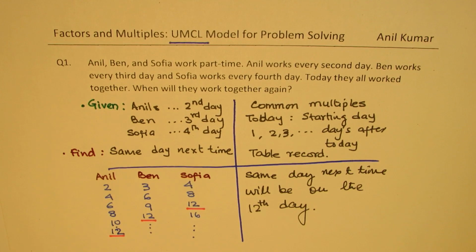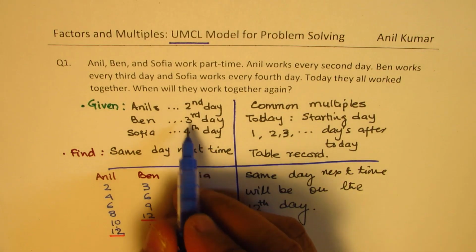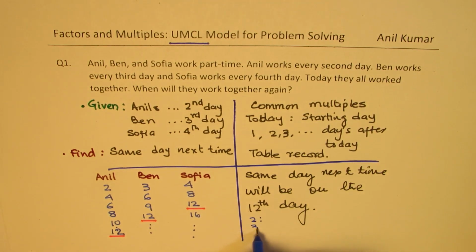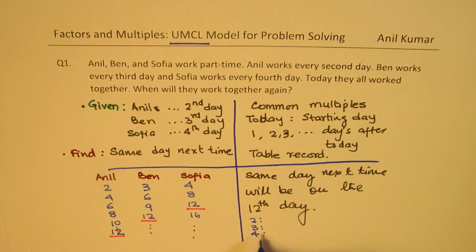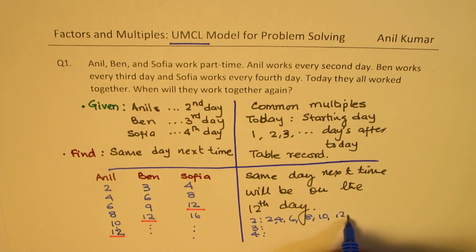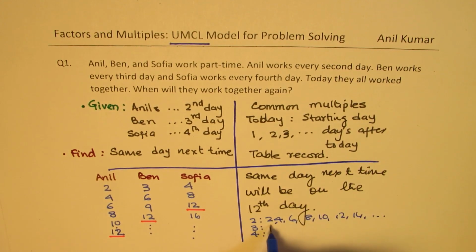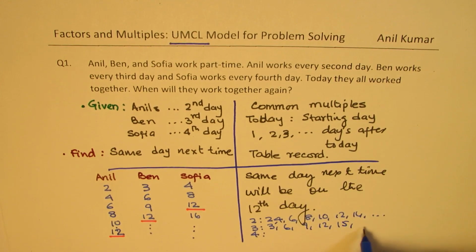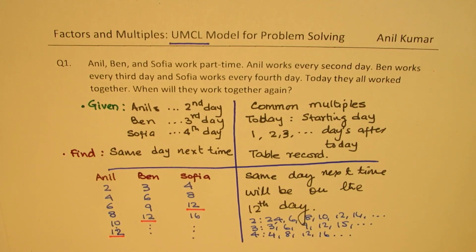You can actually check this by taking the common multiples of 2, 3, and 4. The multiples of 2 are 2, 4, 6, 8, 10, 12, 14, and so on. Multiples of 3 are 3, 6, 9, 12, 15, and so on. And we have 4, 8, 12, 16, and so on. So we do see that we have a common multiple, 12.